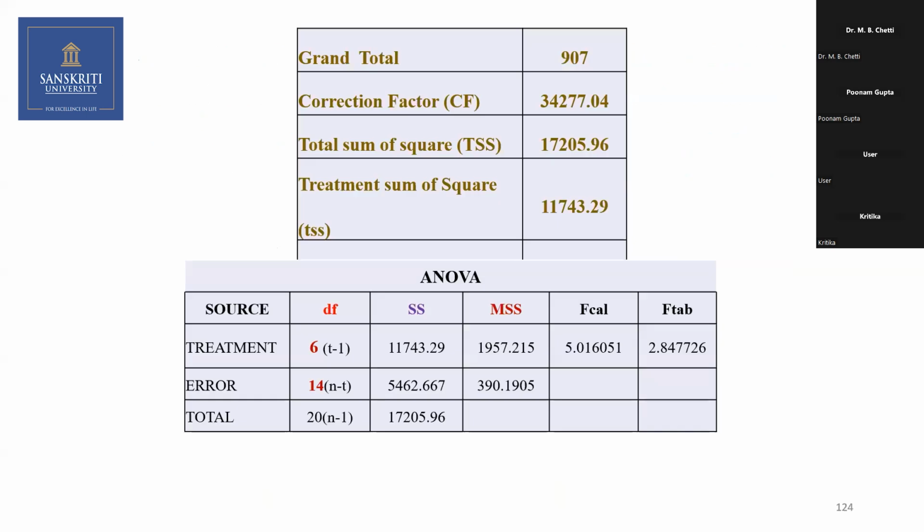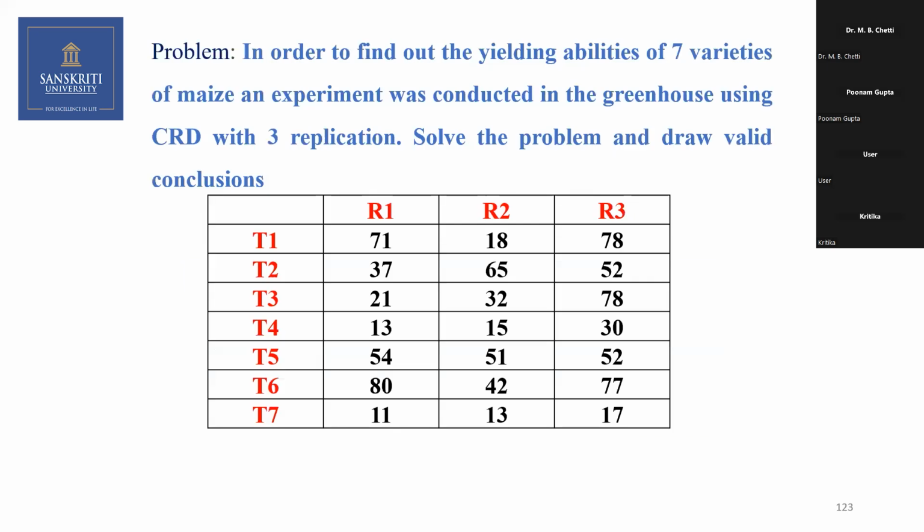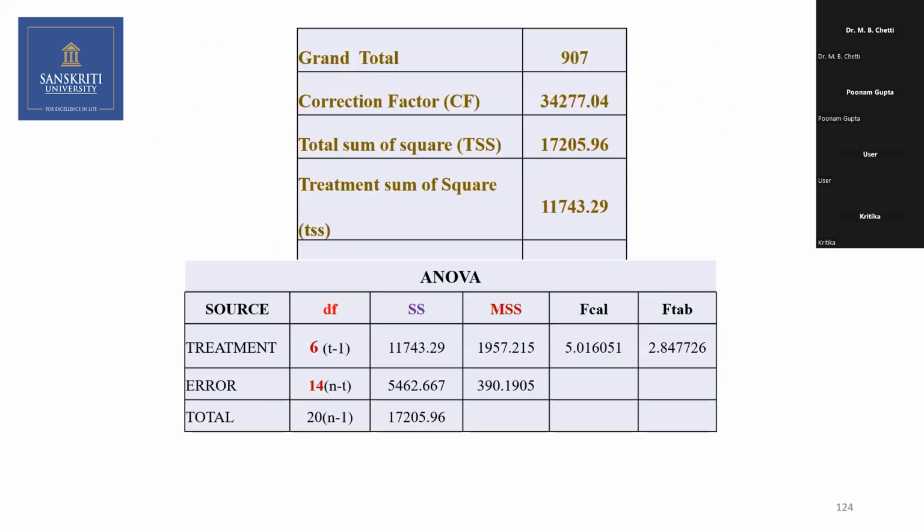See, the grand total, everything is there. Now the calculated F value is 5.01, whereas the table F value is 2.84. What does it mean? If the calculated is greater than the table, we reject the null hypothesis. That means to say that these 7 varieties differ. All 7 are not equal. My null hypothesis says that T1 mean is equal to T2 mean, T3 mean, T4 mean, T5 mean, T6 mean, and T7 mean, but they are not equal.